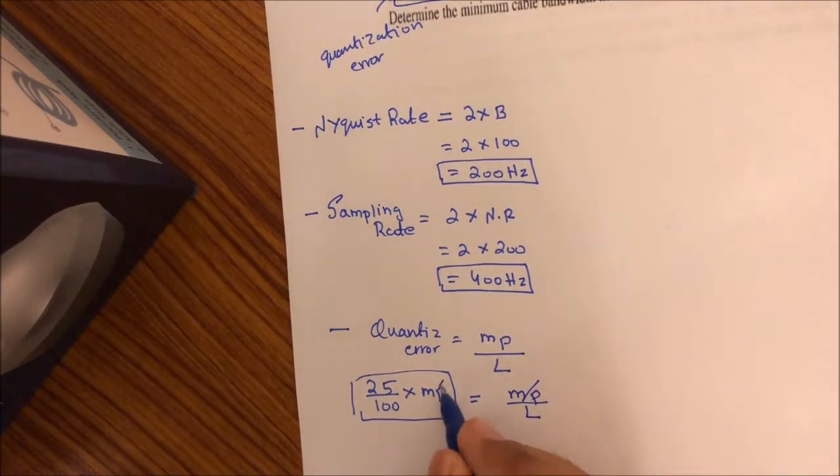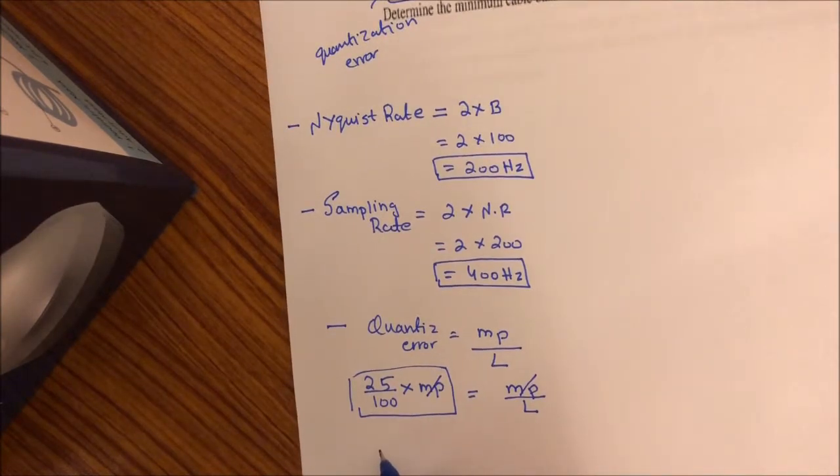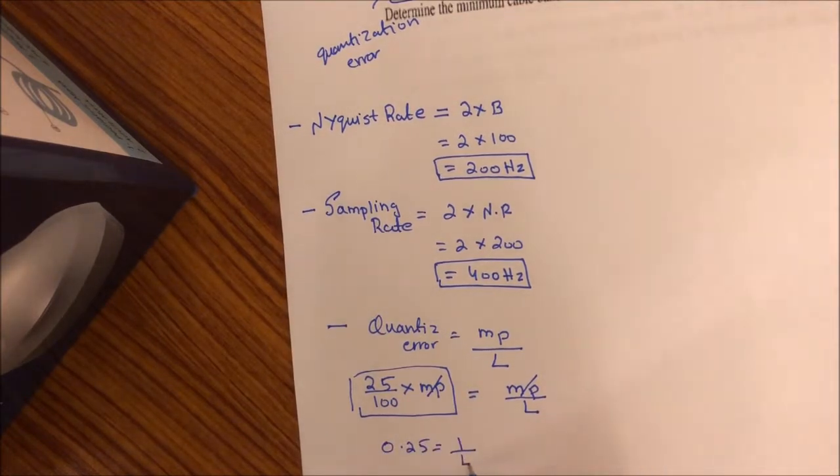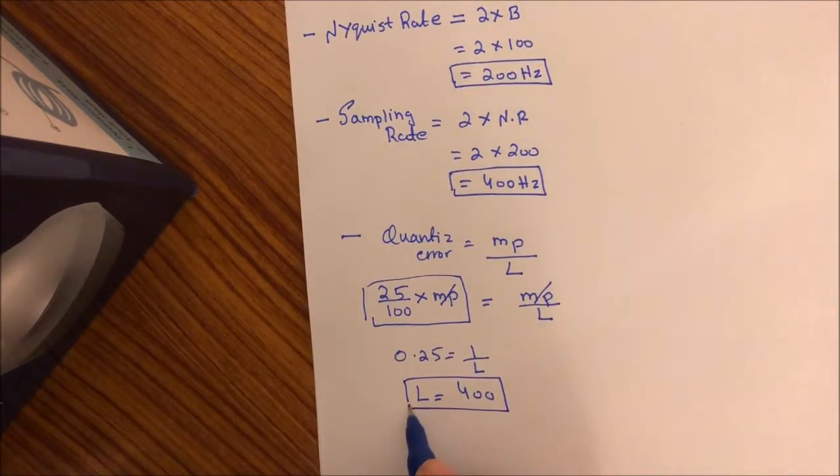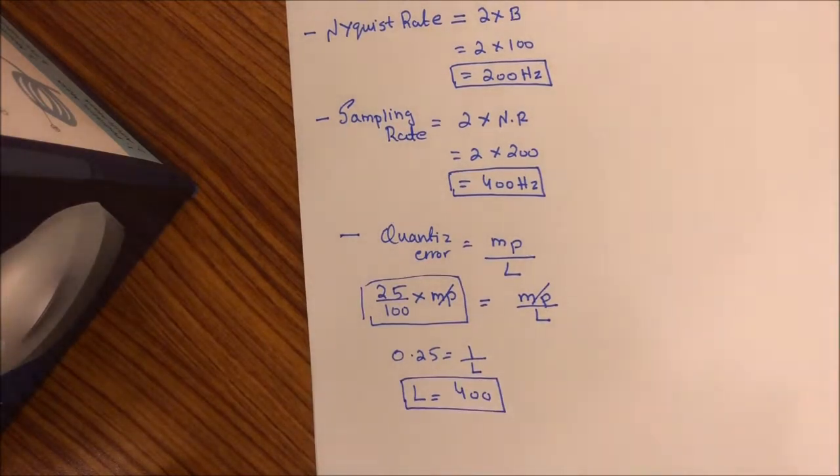So let's cut this out. That would be 0.25 is equal to 1 over L. So L would be 400. So here you can see we've calculated L. L is the number of levels.